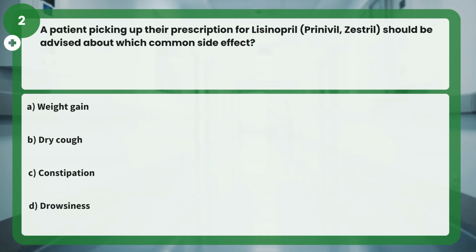Question 2. A patient picking up their prescription for lisinopril, Prinivil, Zestril should be advised about which common side effect? A. Weight gain. B. Dry cough. C. Constipation. D. Drowsiness.